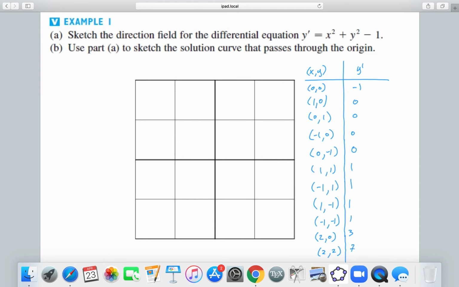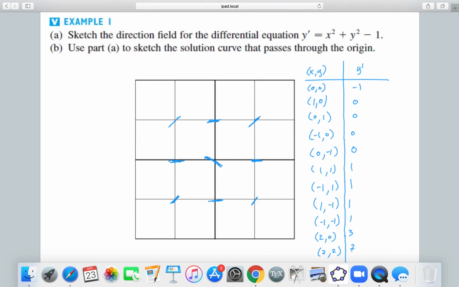Okay, so if we go through this, we can now sketch in our little tick marks. So 0, 0, negative 1. And then we have zeros here, here, here, here. And then 1, 1. Right? And so on. So it's kind of tedious to do by hand.